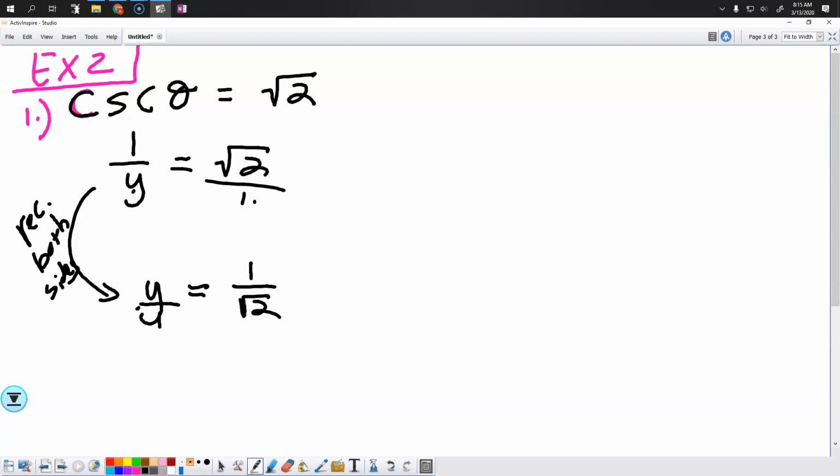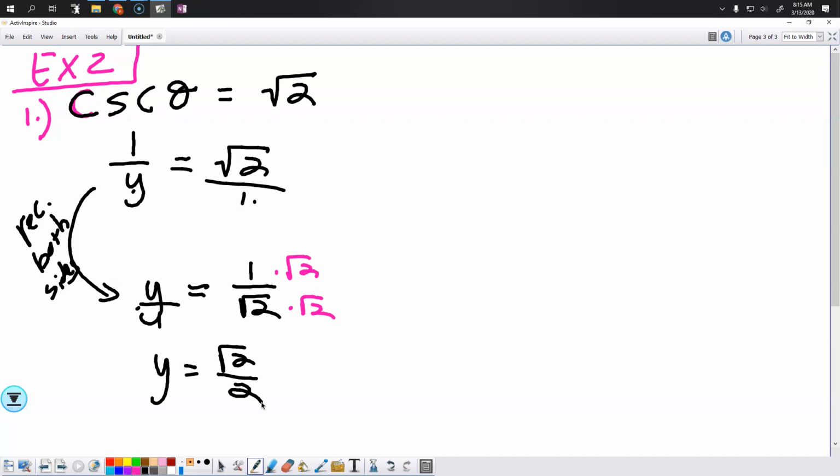Okay, so step 1, let's remember cosecant is 1 over y, right? We're going to flip that over. And so now we have this. But we're still not happy. Why are we not happy? We don't like radicals on the bottom. So we're going to rationalize that. And what's that going to give me? So y equals radical 2 over 2.